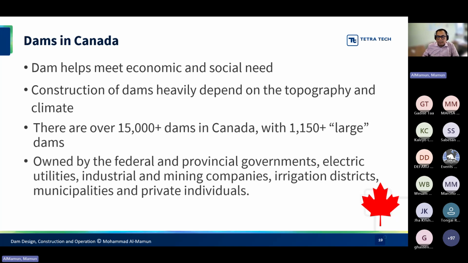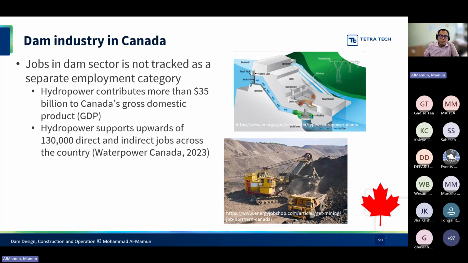So again, as I said, the dams are owned by the federal government and mostly the provincial governments, but we also have dams owned by electrical utilities, industrial and mining companies, irrigation districts, municipalities, and private individuals, because a lot of farmers are also smaller operators. They do have their own dams as well. So we have a significant number of dams in Canada.